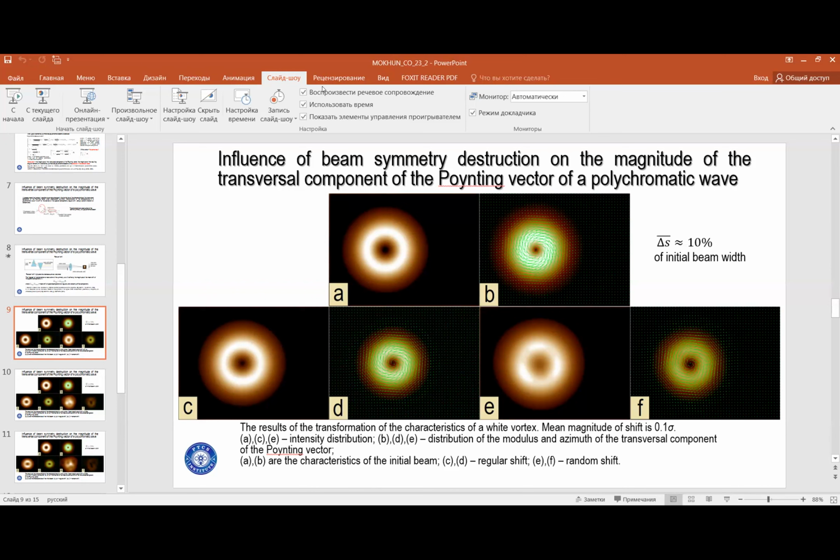The second reason is that if we have a small difference between the frequencies, then the beat period may be very large, and during this period we have a different situation in the formation of the resulting angular momentum.